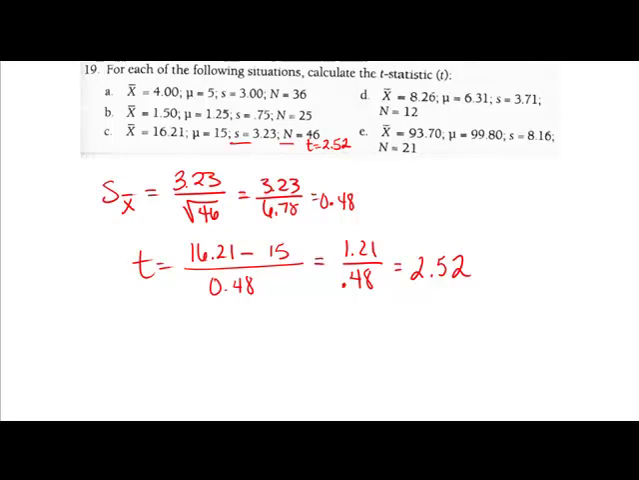Alright, hit pause, do D and E. When you're done, hit unpause, and then I'll write the answers down and you can check to make sure you got it correctly. Got to watch out for those negative signs. For 21, for each of the following calculations, calculate the t-statistic.